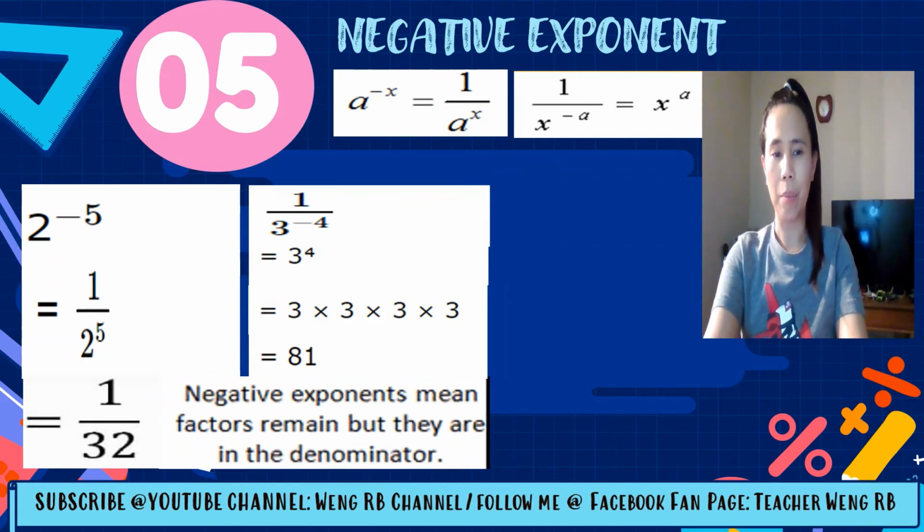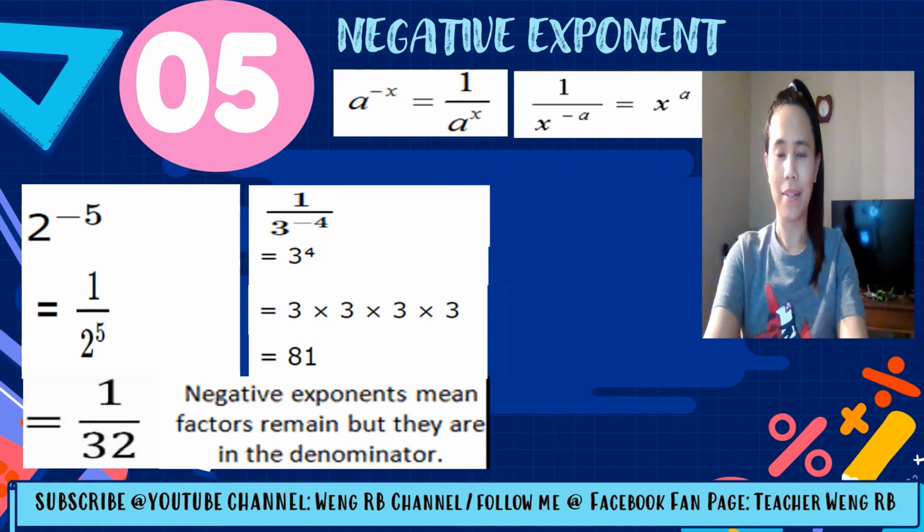And let's remember this. Negative exponents mean factors remain, but they are in the denominator. Or it can also be in the numerator. It just depends on where the negative exponent is.